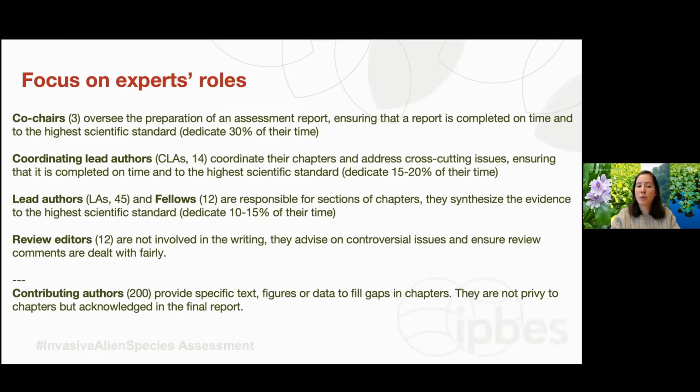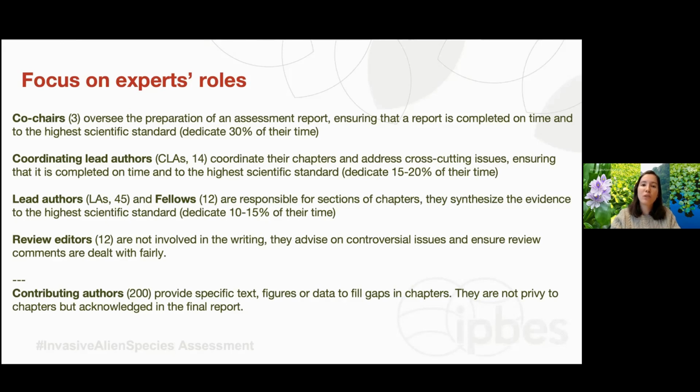We also had about 3 coordinating lead authors per chapter, who are tasked with coordinating their chapter team and also address cross-cutting issues, ensuring that their chapter was completed on time and to the highest scientific standard. Lead authors and fellows, being early career scientists selected through the fellowship program of IPBES, were responsible for sections of the chapters. They were basically synthesizing the evidence to the highest scientific standard, and they were expected to dedicate about 10 to 15% of their time.